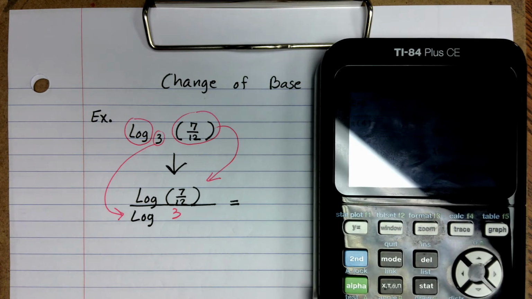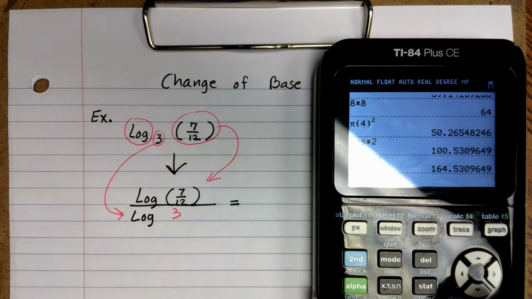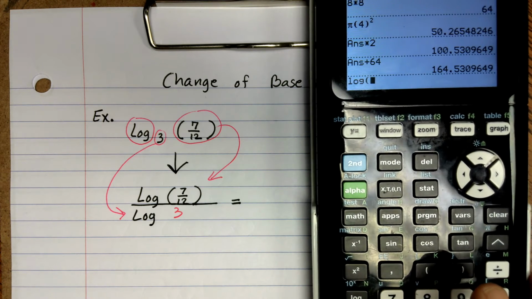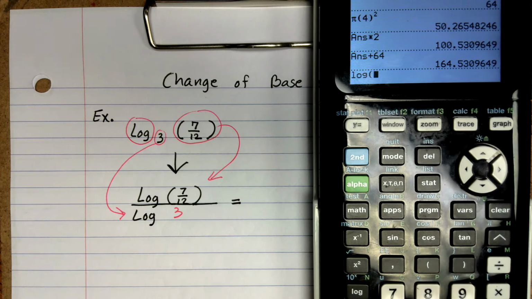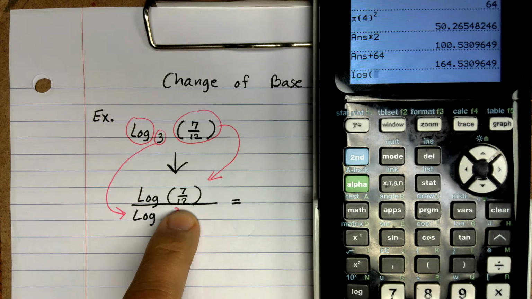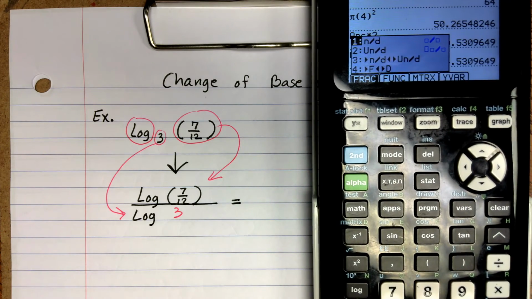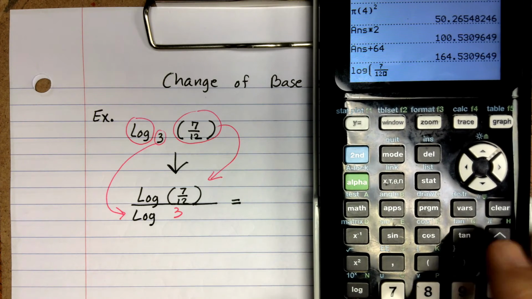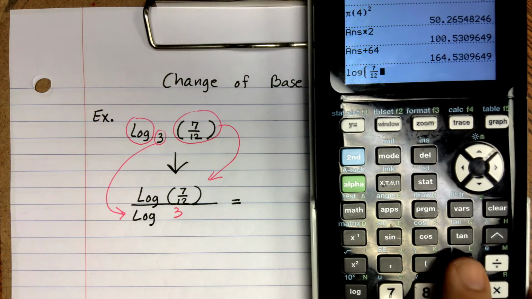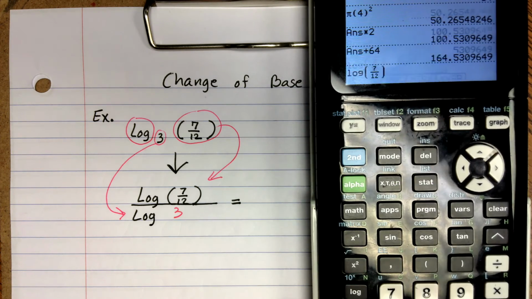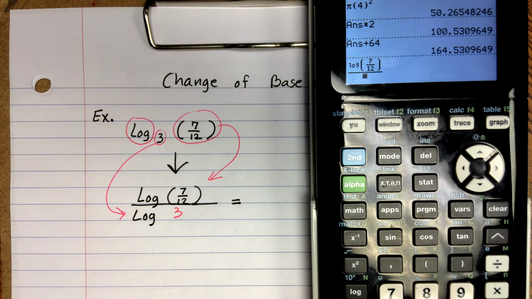So I'm going to get my calculator right quick and just show you. And I'm going to go ahead and click the log button on my calculator. And then once I've clicked it, I'm going to put in this 7 over 12. So 7, alpha, y equals, enter, 12. And I'm going to go ahead and put this whole thing in a fraction bar. Okay, and then my denominator is just going to be log of 3.